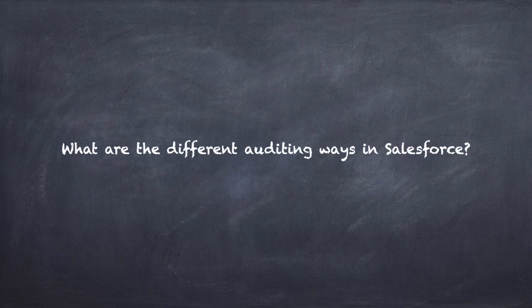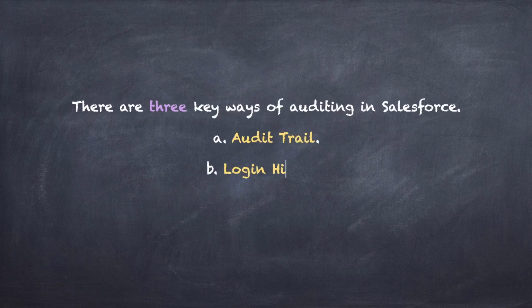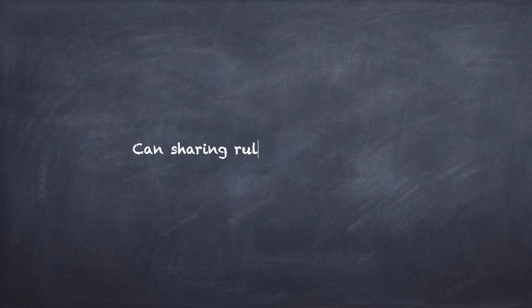What are the different auditing ways in Salesforce? So there are 3 key ways of auditing in Salesforce. The first option being audit trail, the second option being login history, and the third option being field tracking.